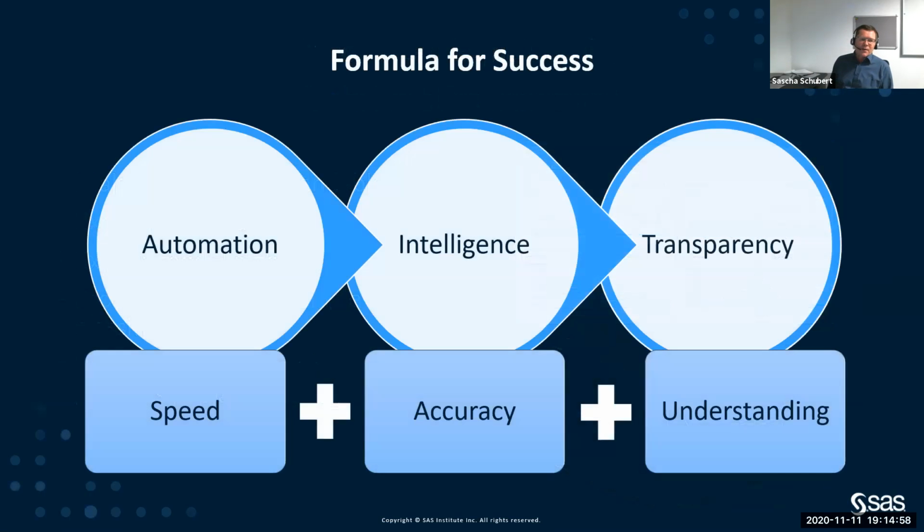So bring this all together. We see the formula for success really with these three ingredients: the automation, which helps you to speed up the process and make the process faster. The second one is intelligence, which helps to make the process more accurate, to create more accurate models. And the third one is transparency, which helps to understand how this process actually worked and what the results of that process are that have been created.